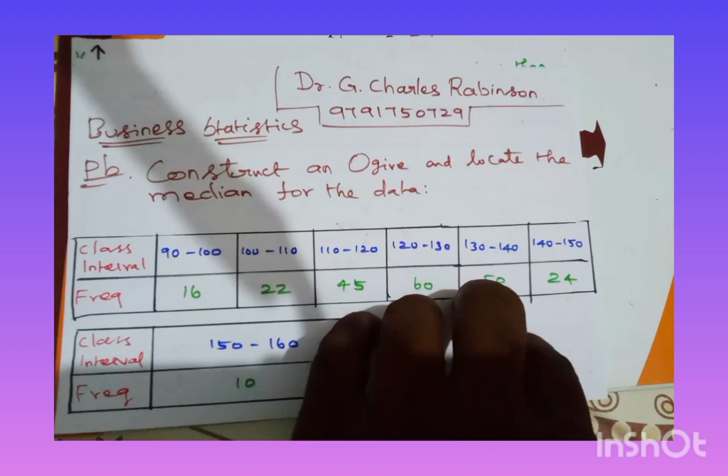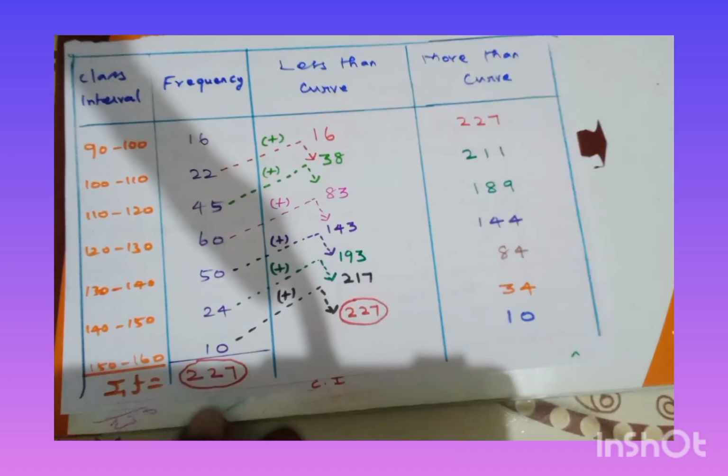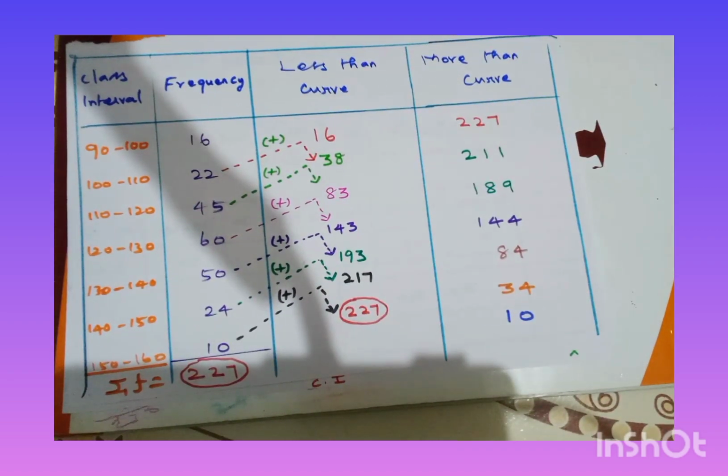Okay. Now the calculations. So this is the required calculation before we construct the OGI curve. First, write the class interval as it is and the frequency as it is, and also find the total of the frequency. So it is 227. So let us move to the third and fourth columns: first one less than curve, more than curve.